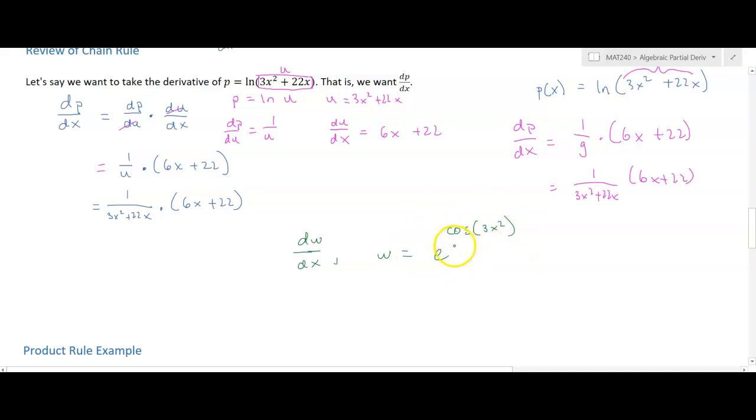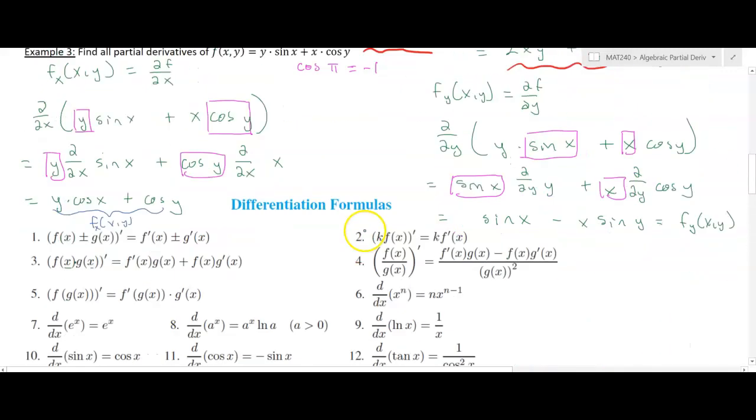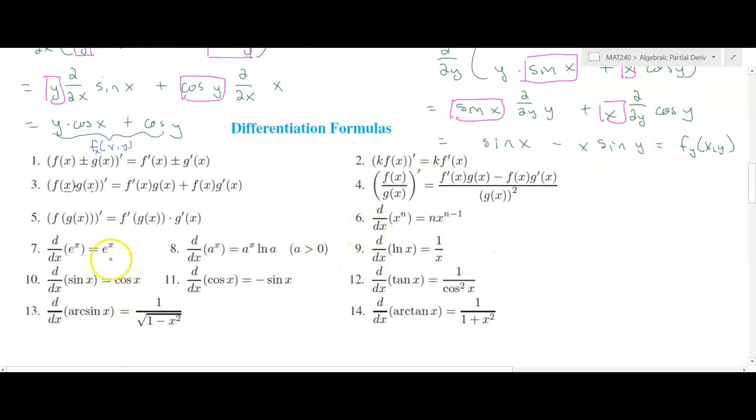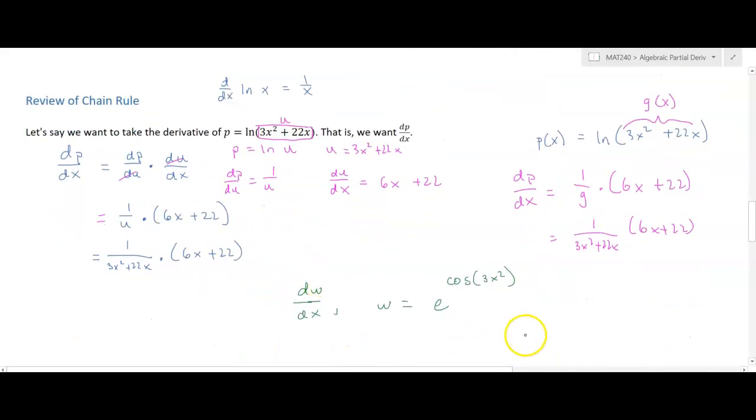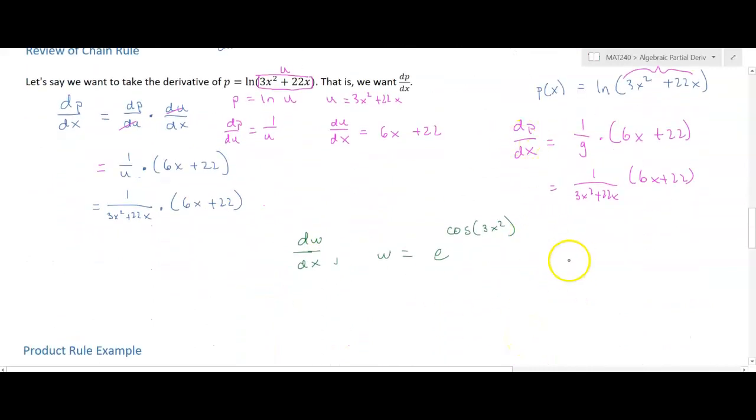So in this case, we notice that this does not look like one of the derivatives in the derivative formulas, but I can see it is an exponential. It does have an exponential function. It's e raised to a power, but that power is not x, it's the cosine of x. So to make it look more like that, if I let u equal cosine of 3x squared, then that implies that w is going to equal e to the u.